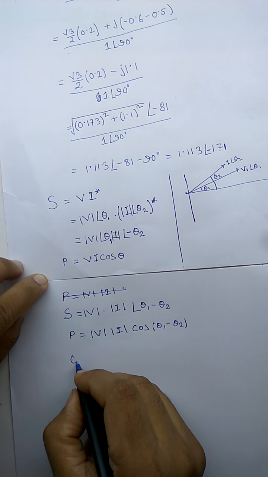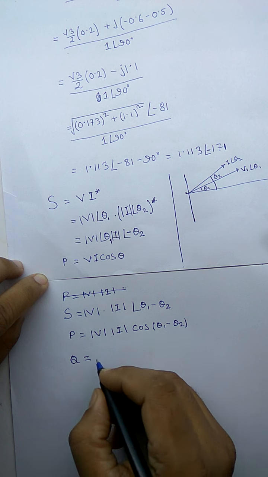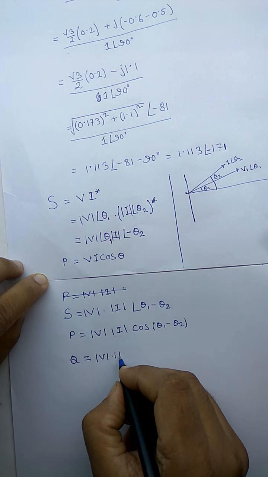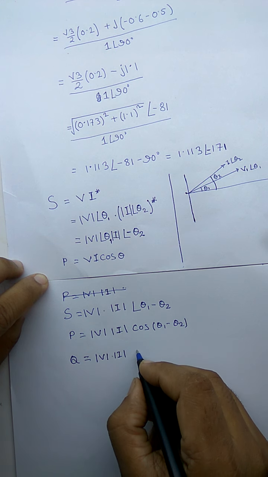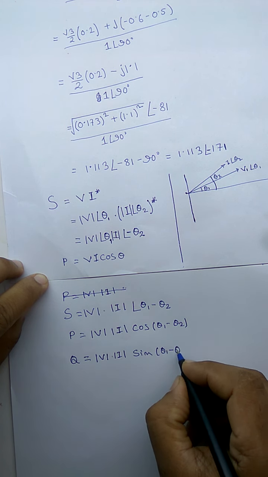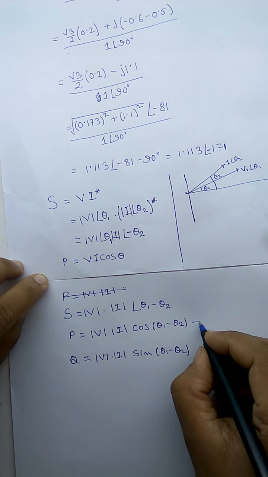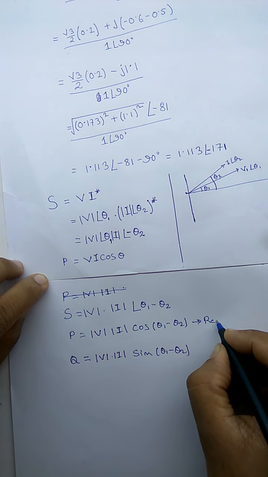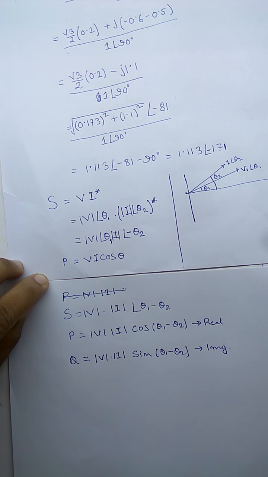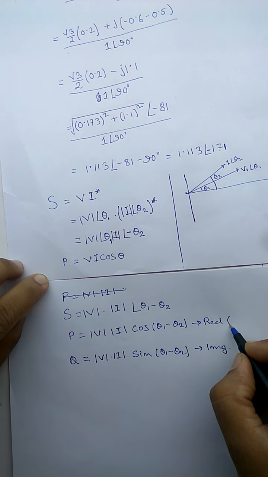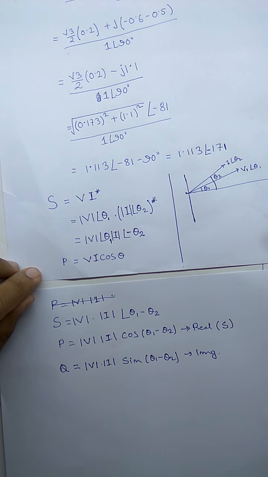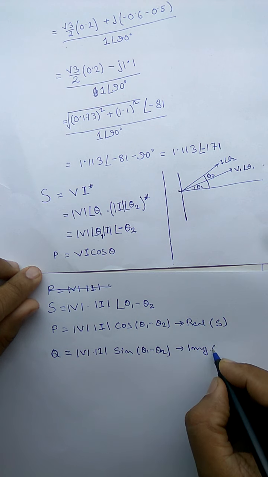What will be the reactive power from this? It will be V into I into sine of theta 1 minus theta 2. So this is nothing but the real part of the complex number S, and this is the imaginary part of the complex number S.